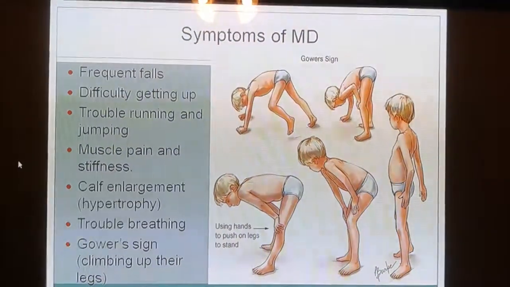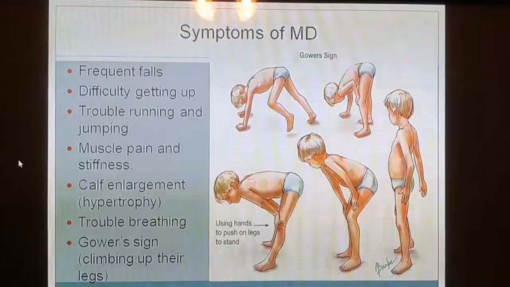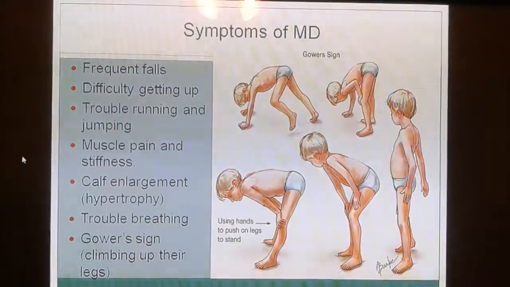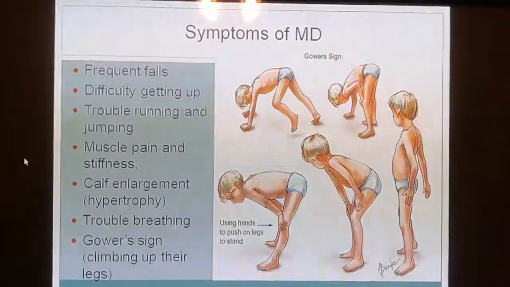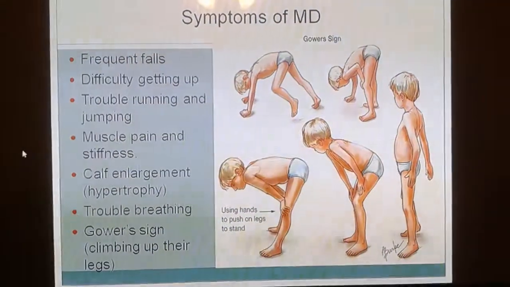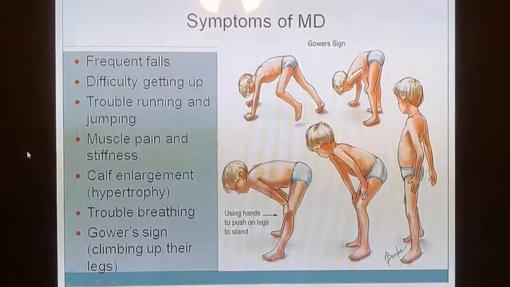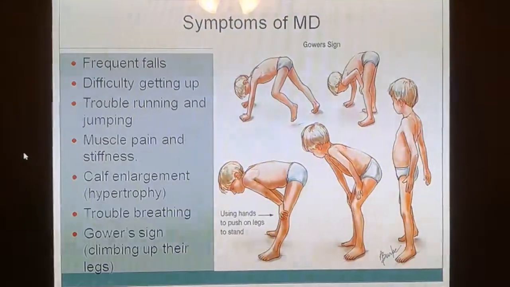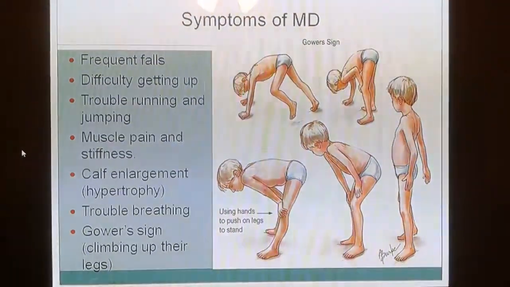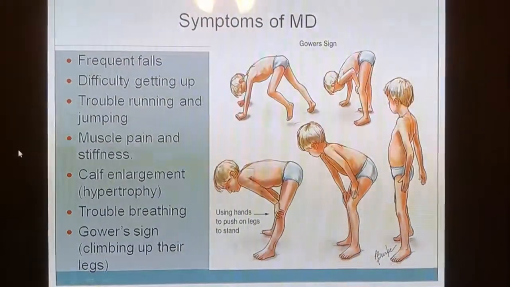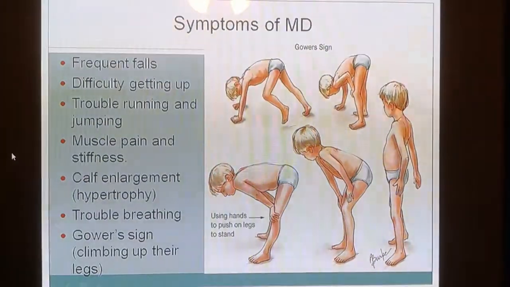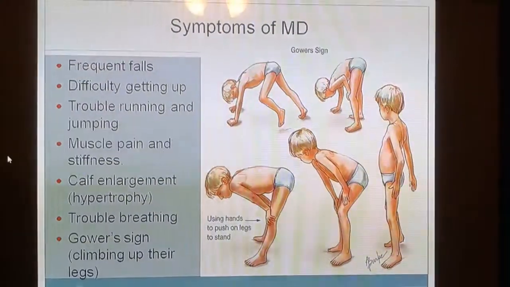In this slide, we'll go over some of the symptoms of muscular dystrophy, which are frequent falls, difficulty getting up, trouble running and jumping, muscle pain and stiffness, calf enlargement or hypertrophy, trouble breathing, and Gower's sign, which is climbing up their legs. This picture shows Gower's sign.